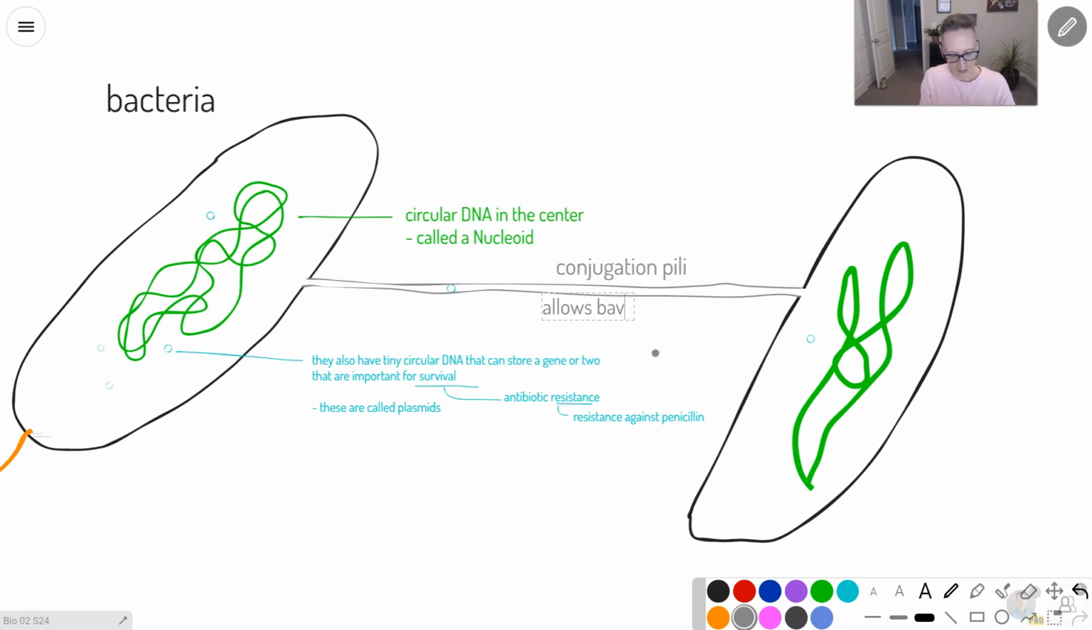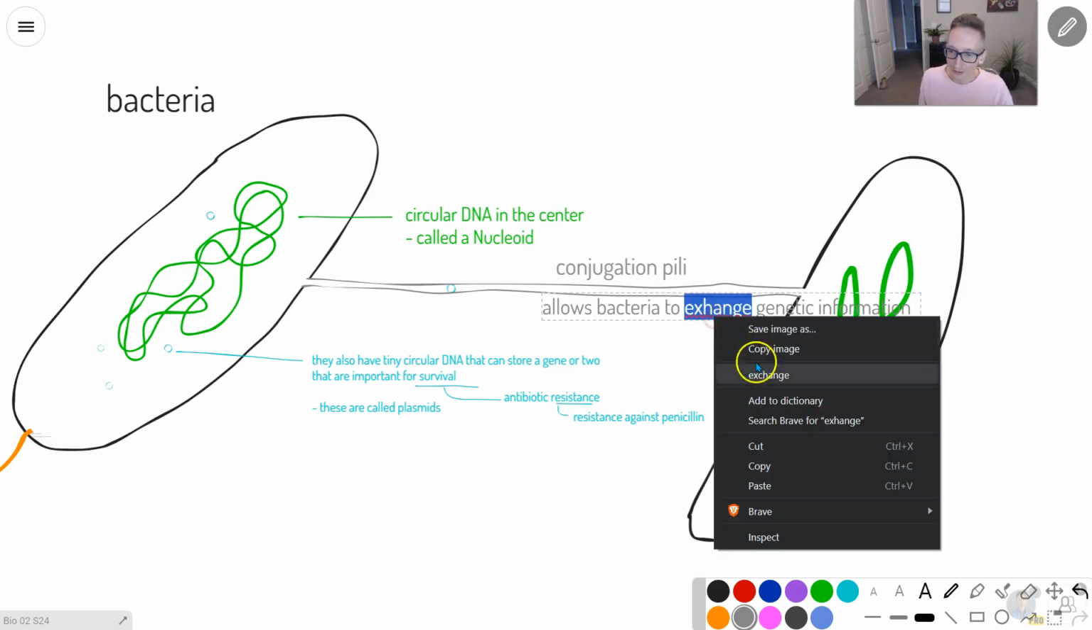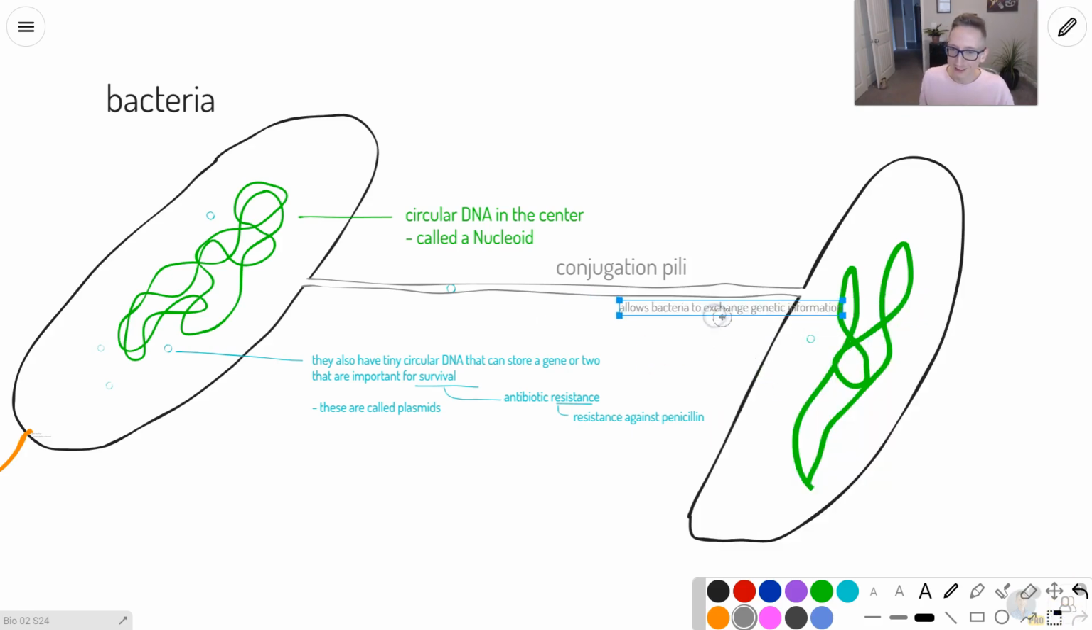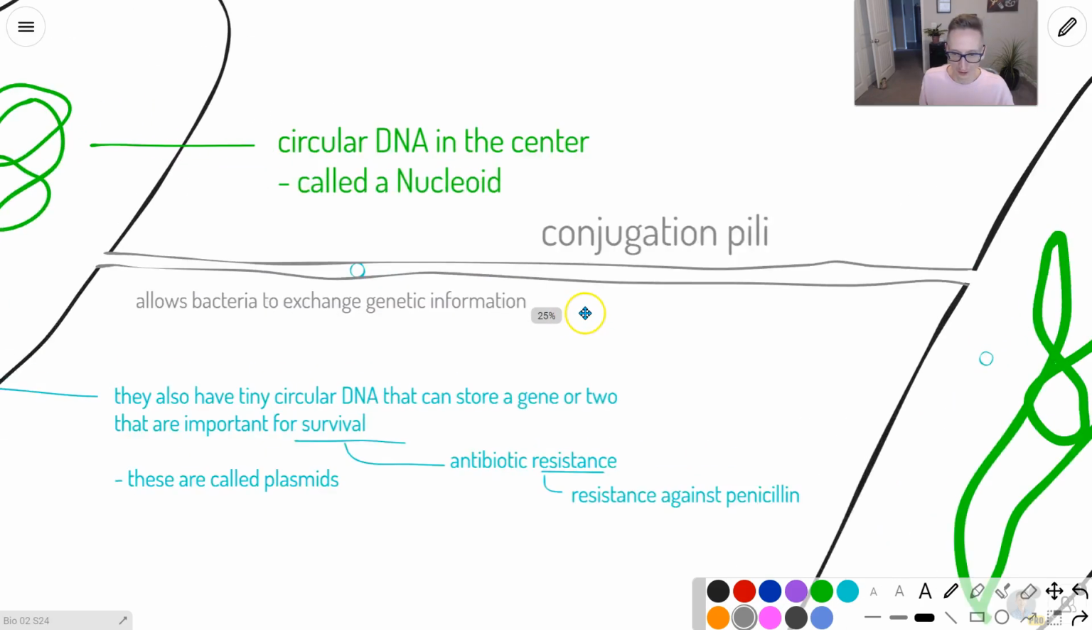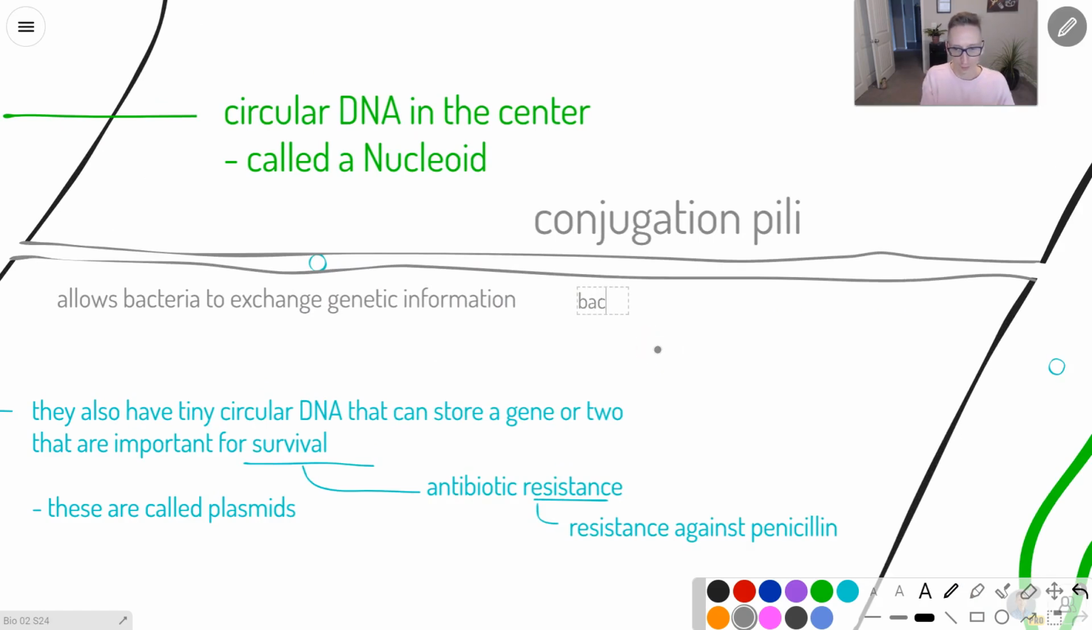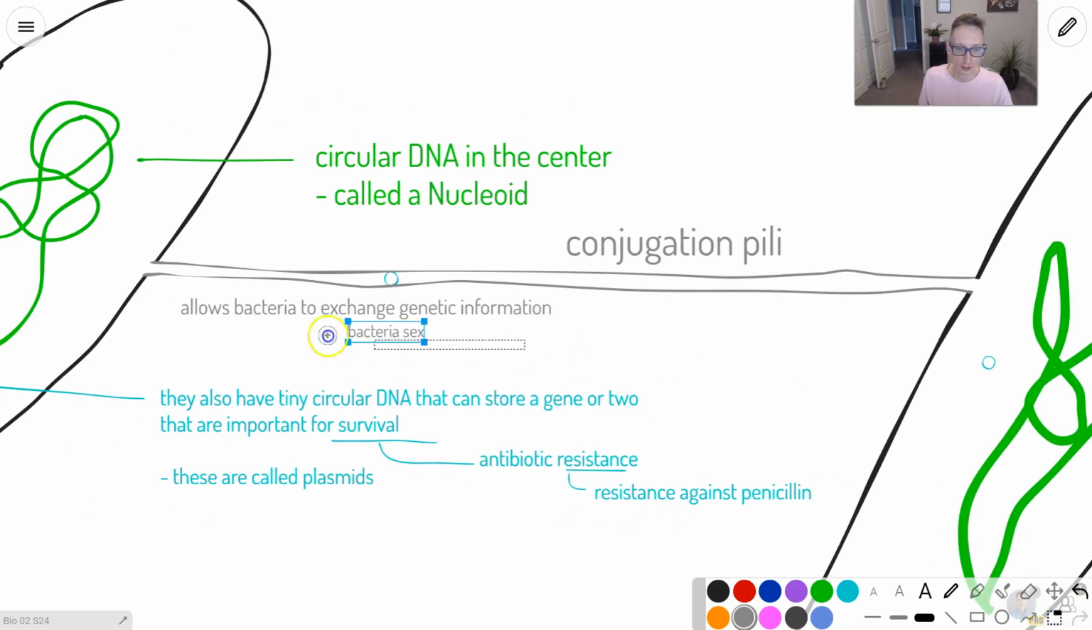Conjugation pili allows bacteria to exchange genetic information. Pretty freaking cool. Exchanging of genetic information, another word for that is bacteria sex. Exchange genetic information. Bacteria can have sex with these conjugation pili.